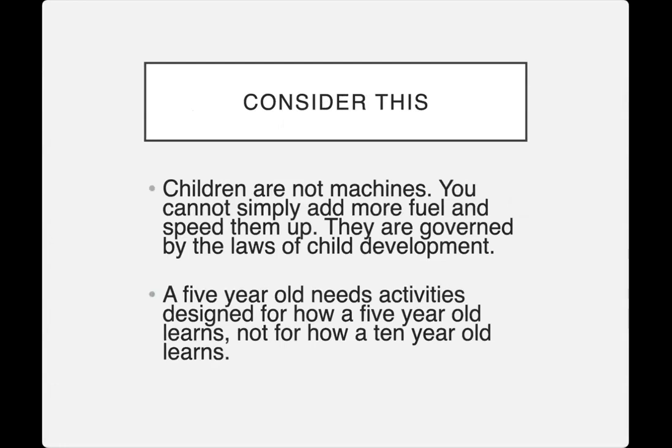Children are not machines. You cannot simply add more fuel and speed them up. They are governed by the laws of child development. All right. So there's no magic tricks. The only way to get their brains working is to involve them in play. Sensory play being the most important one of all, right? A 5-year-old needs activities designed for how a 5-year-old learns, not for how a 10-year-old learns. There again, it brings in the topic of age appropriateness.